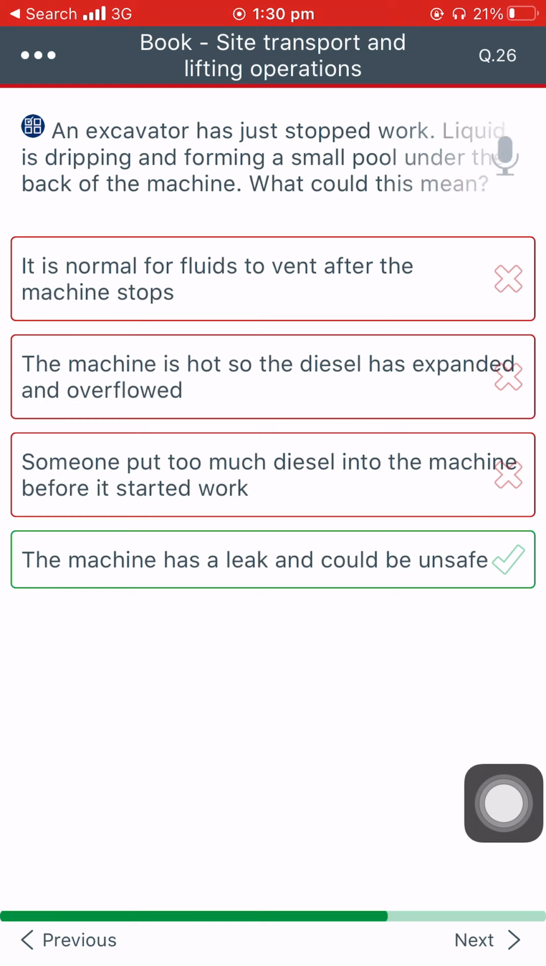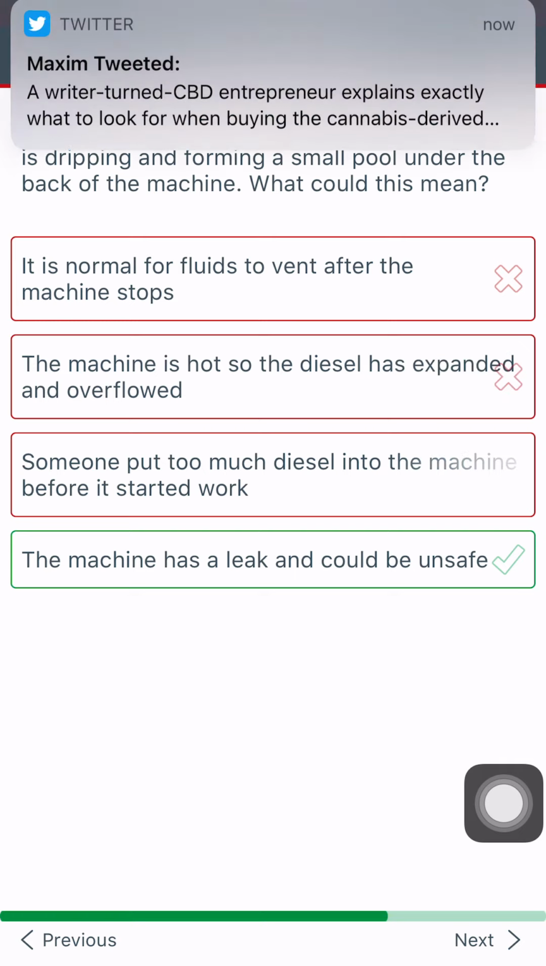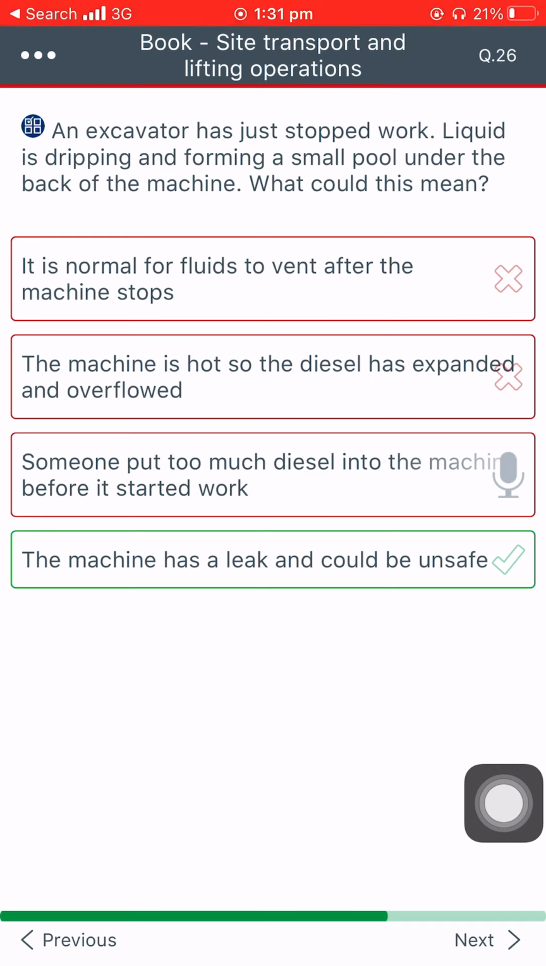An excavator has just stopped work. Liquid is dripping and forming a small pool under the back of the machine. What could this mean? It is normal for fluids to vent after the machine stops. The machine is hot, so the diesel has expanded and overflowed. Someone put too much diesel into the machine before it started work. The machine has a leak and could be unsafe.